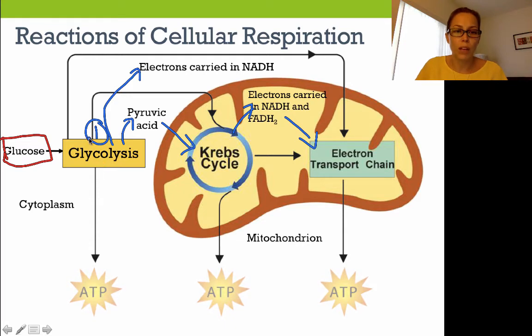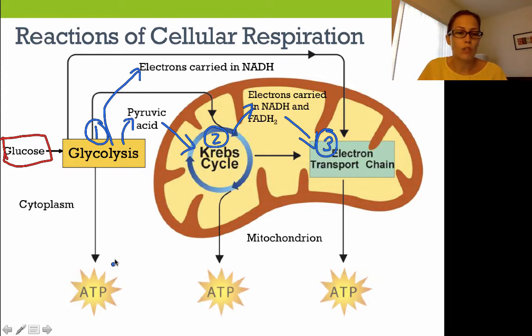Glycolysis, so we go from glycolysis to the Krebs cycle, so that's number 2. And then the Krebs cycle produces these electron carriers, and our third step is the electron transport chain. So there's kind of 3 steps in cellular respiration. The first step is glycolysis, the second step is the Krebs cycle, and the third step is the electron transport chain.